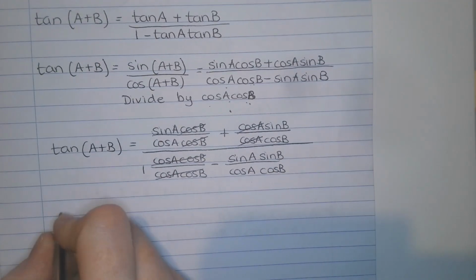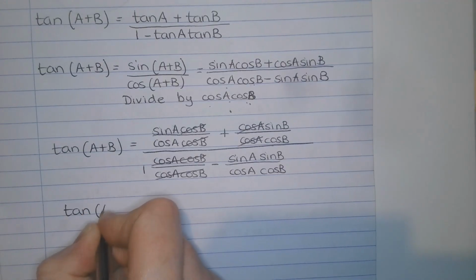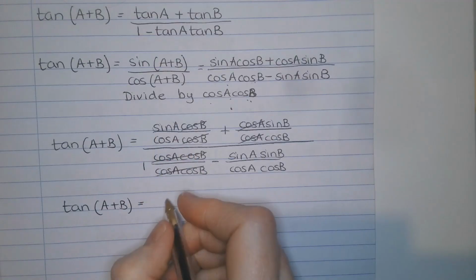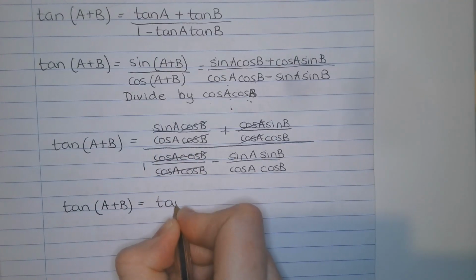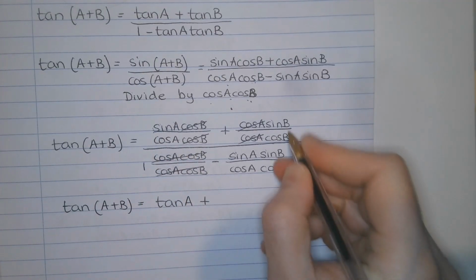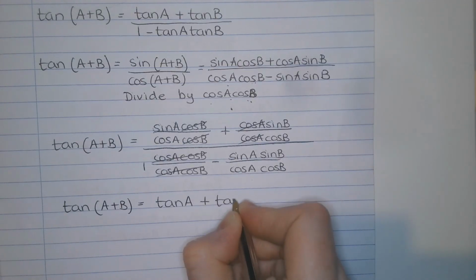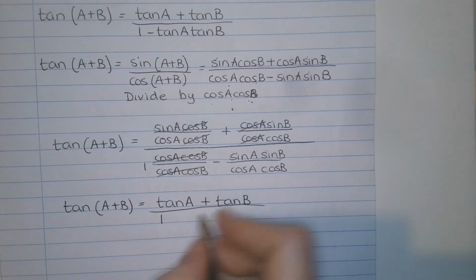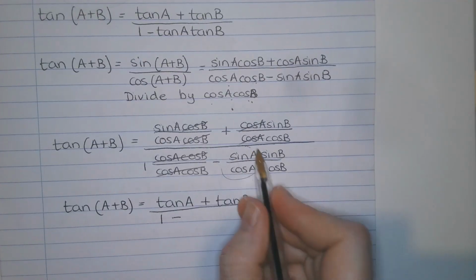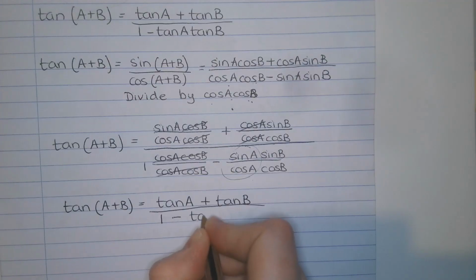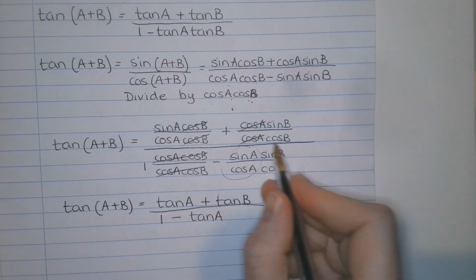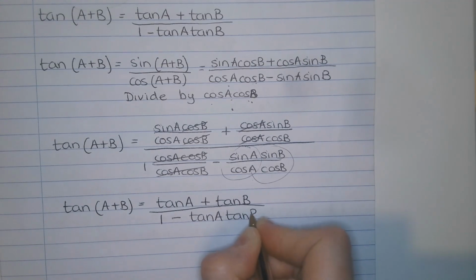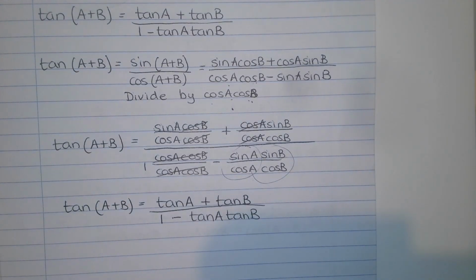So using what we have there, we can say that tan of A plus B is equal to sine A over cos A, again, gives me tan A, plus sine B over cos B, we can rewrite as tan B, over 1 minus sine A over cos A gives tan A, multiplied by sine B over cos B, tan B. Therefore proving my identity.